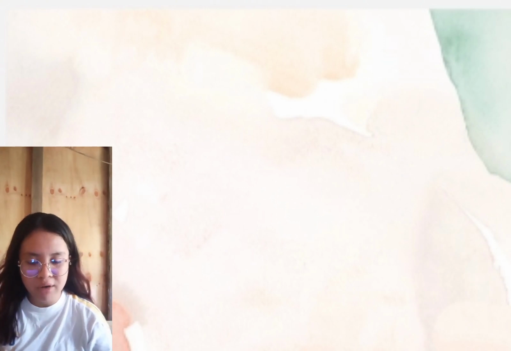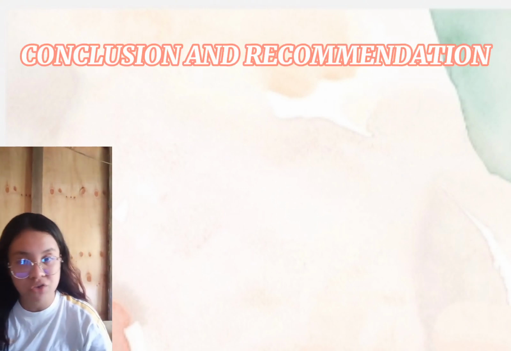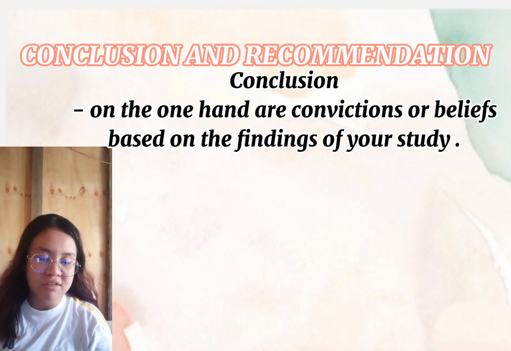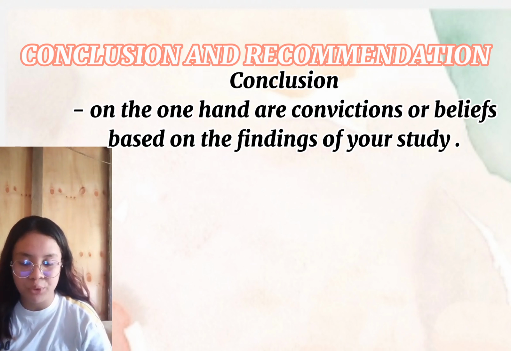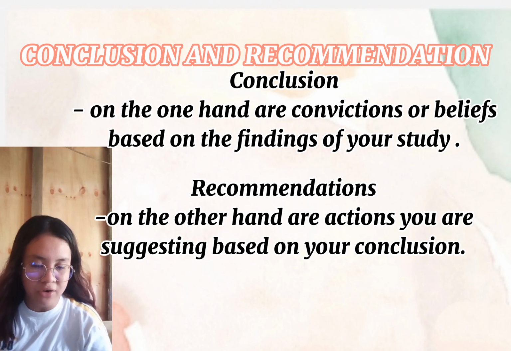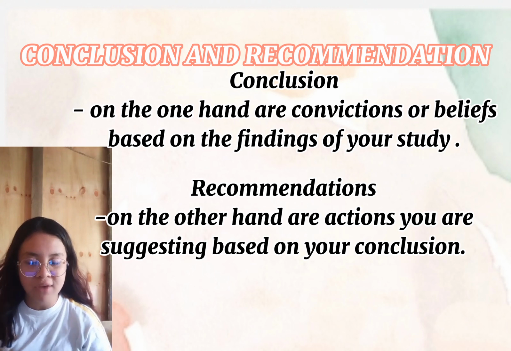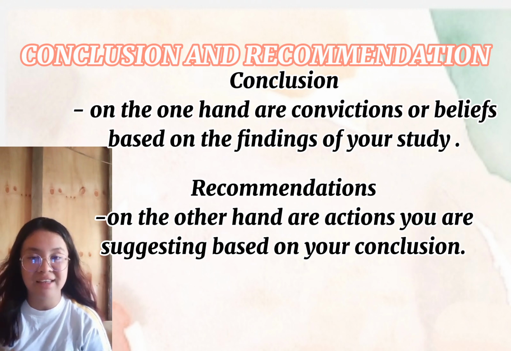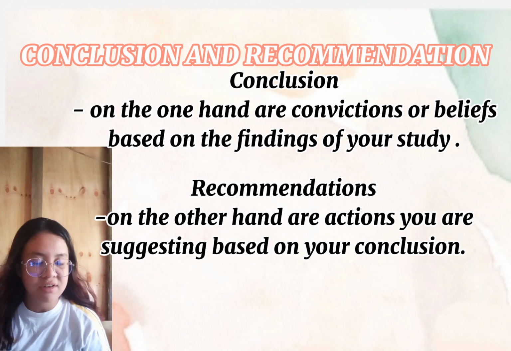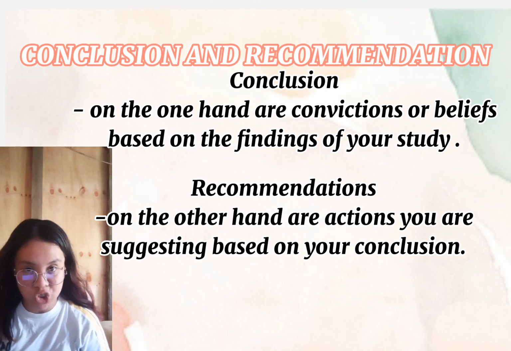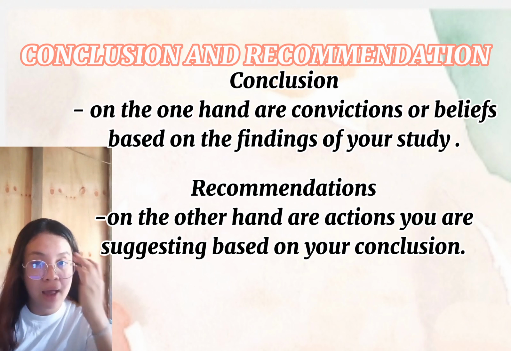The next one for a formal report is the conclusion and the recommendation. What is the conclusion? Conclusions, on the one hand, are convictions or beliefs based on the findings of your study. Recommendations, on the other hand, are the actions you suggest based on your conclusions. For example, your conclusion may be that there is a dangerous level of toxic chemicals in a town's water supply, and your recommendation may be that the toxic site near the reservoir should be cleaned immediately. That is the recommendation and the conclusion.